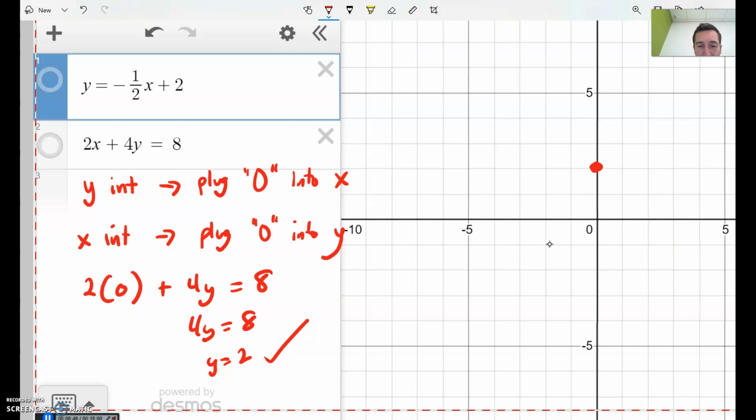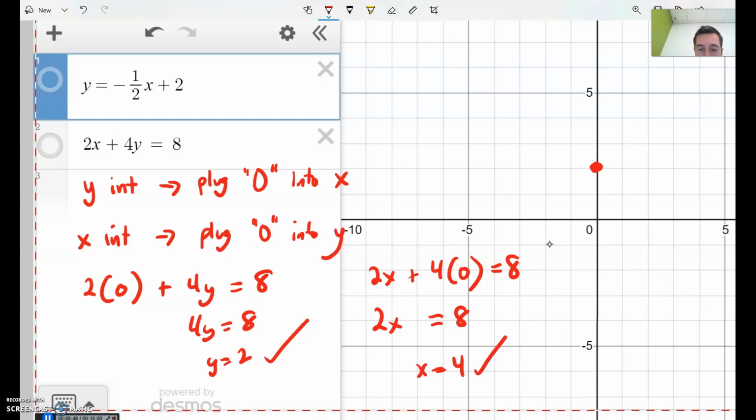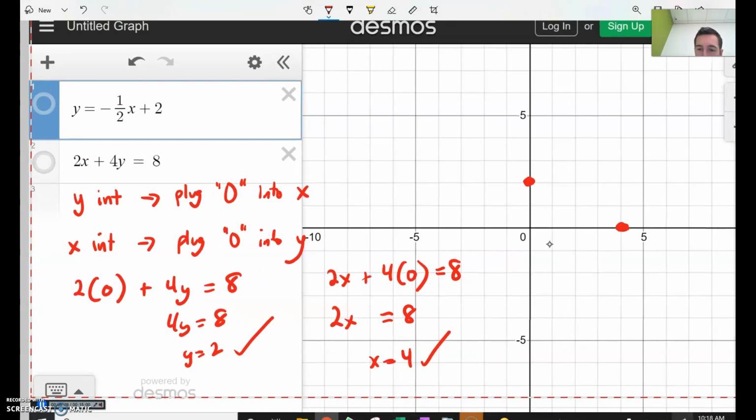Now let's do it for the x. 2x plus 4 times y. We put a 0 in for the y this time. 2x, 4 times 0 goes away. So it's just 2x equals 8, x equals 4. That was so easy to find our y-intercept and our x-intercept. And when we have them both, we can then connect the line, because all you need for a line are 2 points. And we found the point 0, 2 and the point 4, 0.